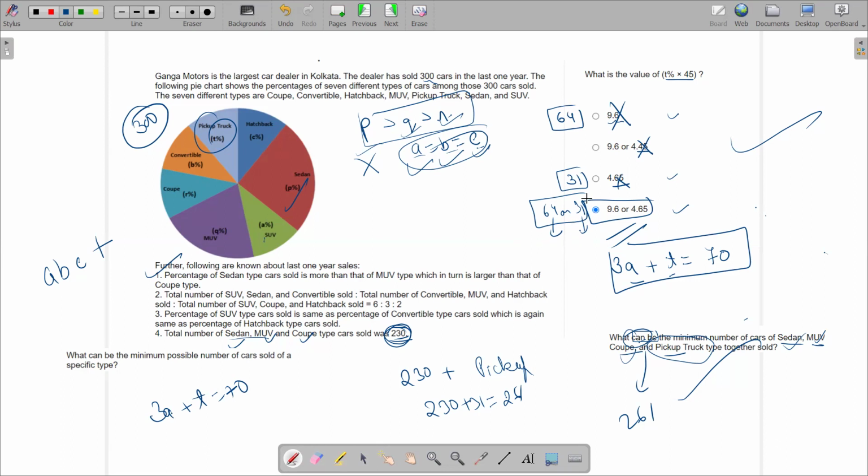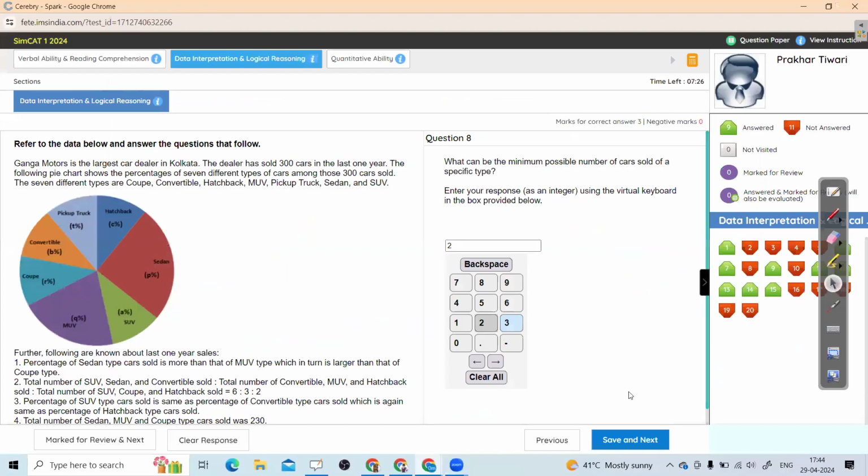Okay, now we know that whichever value we keep, A will always be less than T. Since we have to minimize the number of possible cars for any type, we'll take T to be maximum so that we allot minimum to A. So maximum T we can take is 64. So 3A will be 6 and A will be 2. So 2 is the minimum possible number of cars of any specific type, and that is the answer to this question. I hope this makes sense and is clear to you as well. So answer to this question is 2.